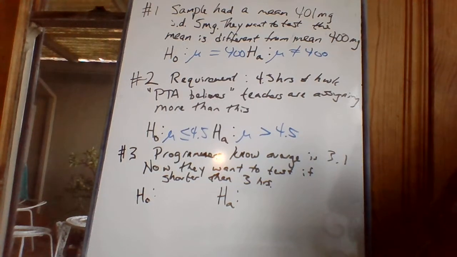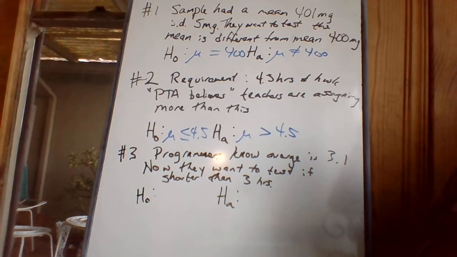Programmers know that the average is 3.1. Now they want to test if it's shorter than 3. Okay, well, what they want to test is the number I want to use. They know that average is 3.1. Presumably at some point they did a survey. They want to test that now. Maybe it's changed and it's shorter than 3. So maybe they're planning on, forget the 3.1, I'm going to go and do another survey later.